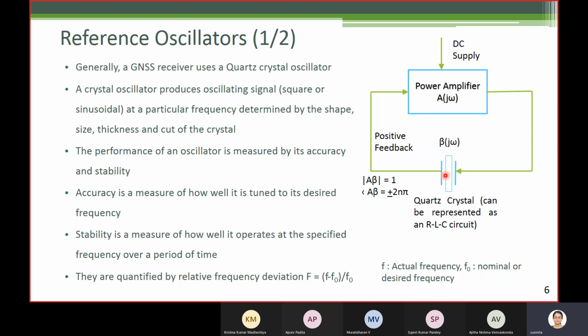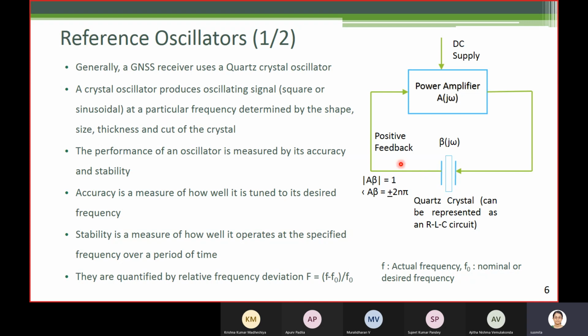Now, the quartz crystal has a piezoelectric property. So, when a voltage is applied to the electrodes of the crystal, its shape changes. When the voltage is removed, it restores its shape, and in the process it generates a low output voltage which is fed back to the power amplifier. And then the power amplifier amplifies it further and sends it back to the quartz crystal.